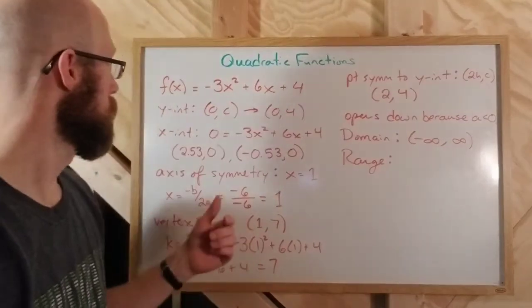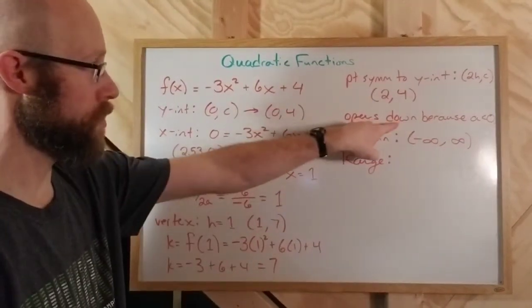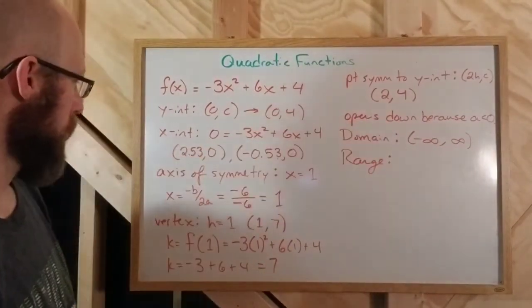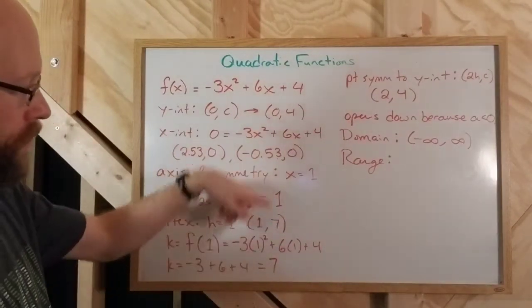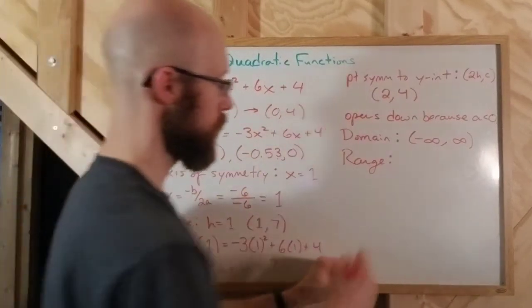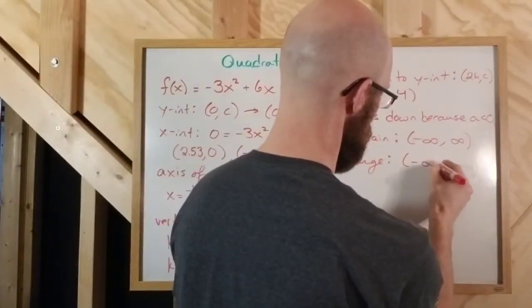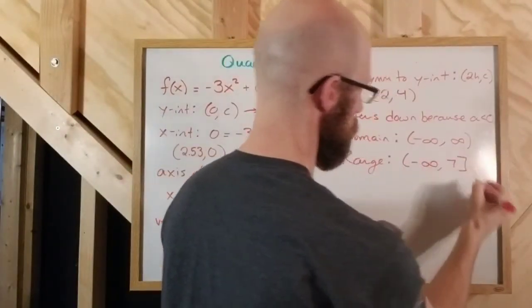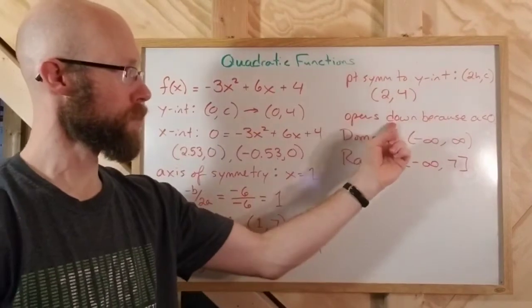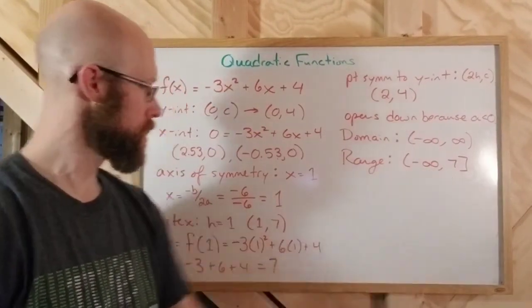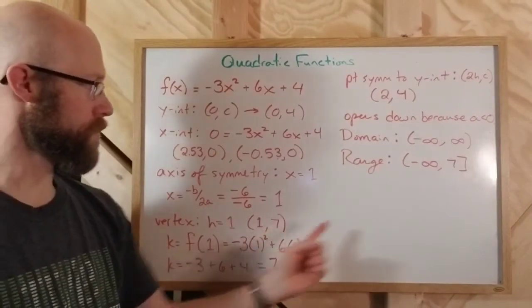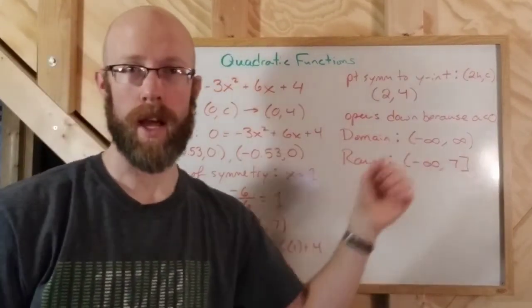So because this opens down and comes up to a maximum at the vertex, which is 7, right? The highest this graph is going to get is 7. The range then would be from negative infinity up to 7. Okay, so the opening down makes it a negative infinity to start off. The max value of the vertex gives you your endpoint.